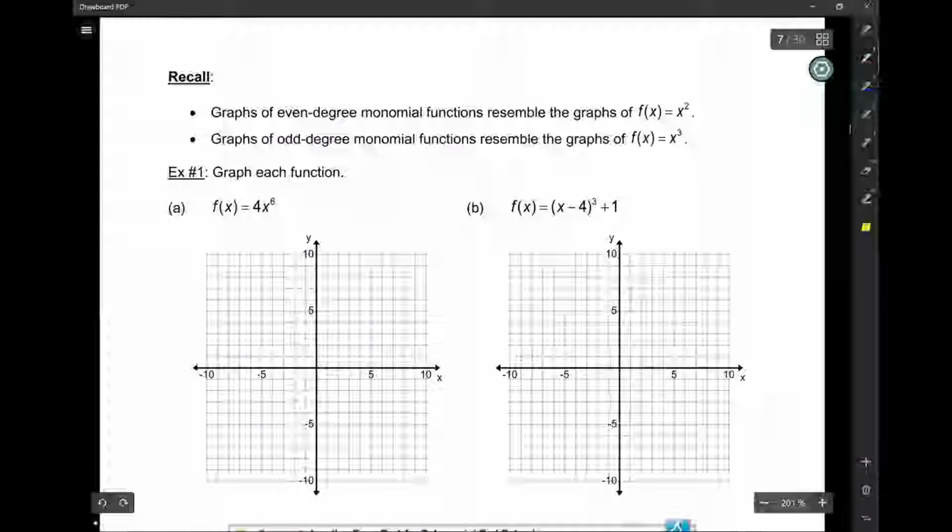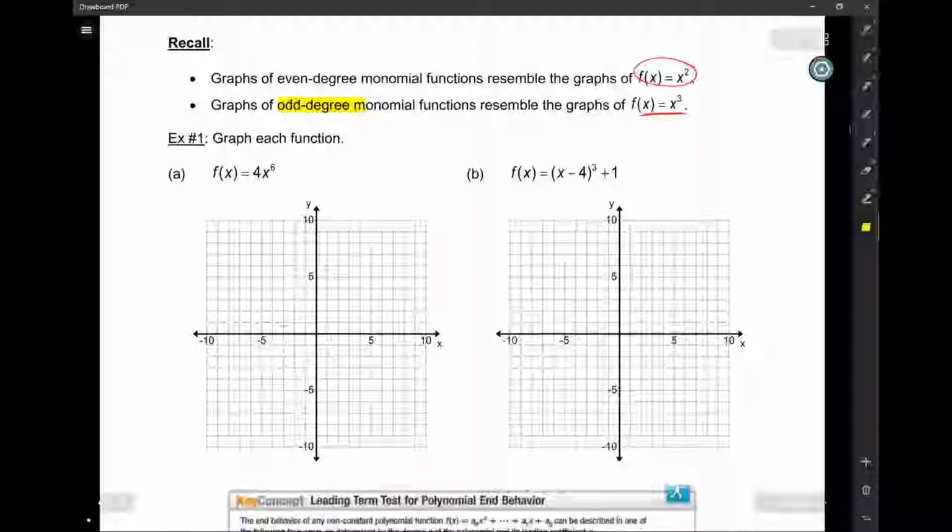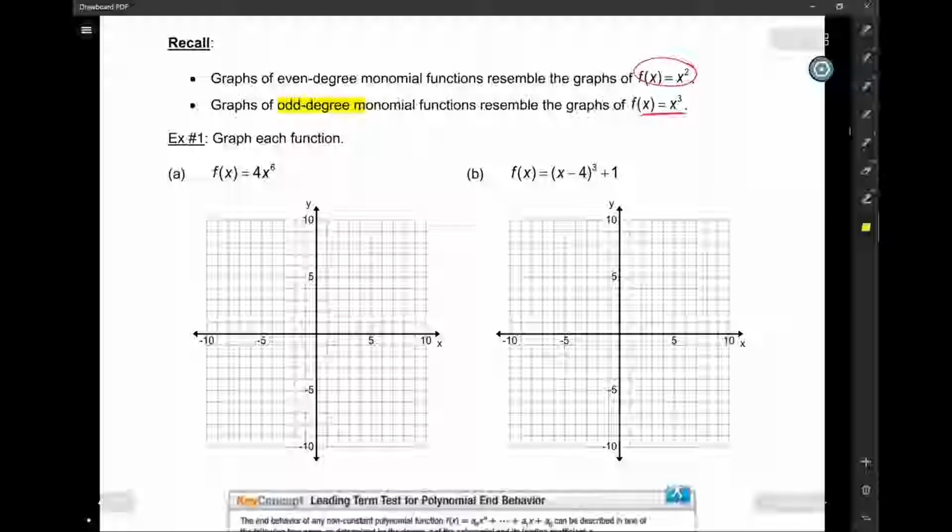All right. Sorry. So remember we talked about even and odd degree functions. Something that resembles x squared, right? A parabola, which is symmetric around the y-axis, is even. Something like x cubed, which is symmetric around the origin, is odd degree, right? So let's graph these. So for the first one, 4x to the power of 6, what do you think, even or odd? Even, right? And remember we talked about how to graph these before.